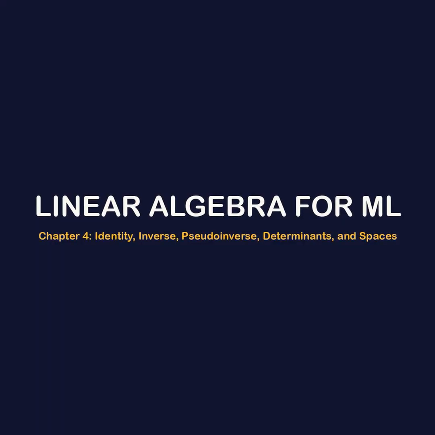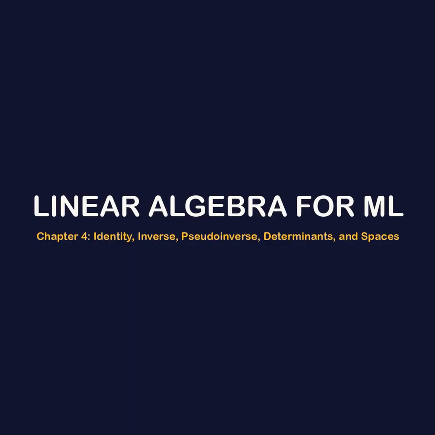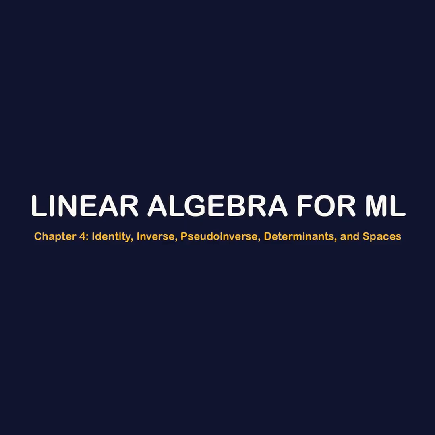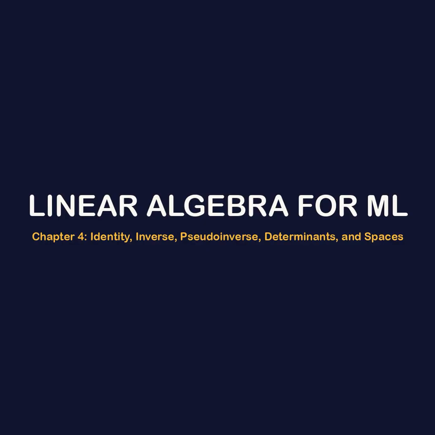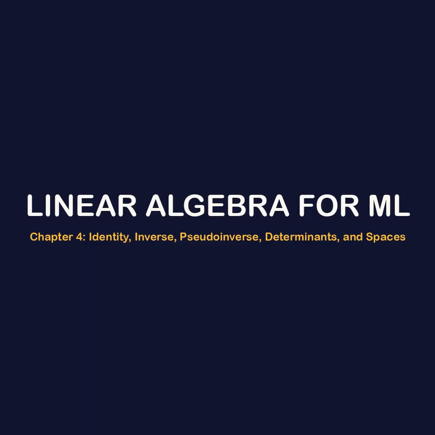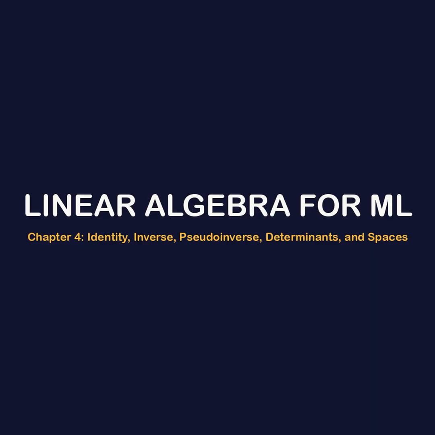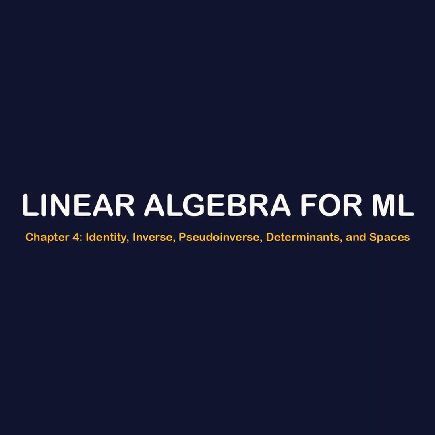Linear algebra for machine learning. Identity, inverse, pseudo-inverse, determinants, and spaces. Nova reaches the chamber of reversal, where some transforms can be undone and others crush information forever. Identity, inverse, determinant, column space, and null space answer one question from different angles. What survives the transformation, and what can never be recovered?